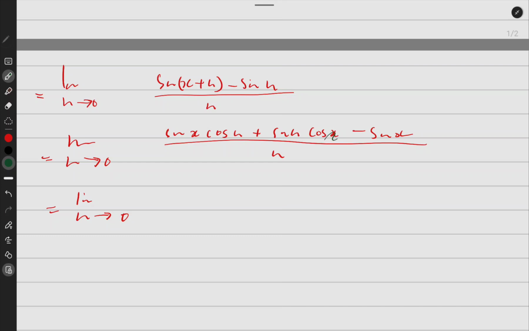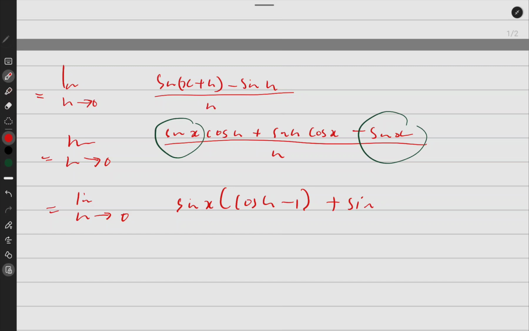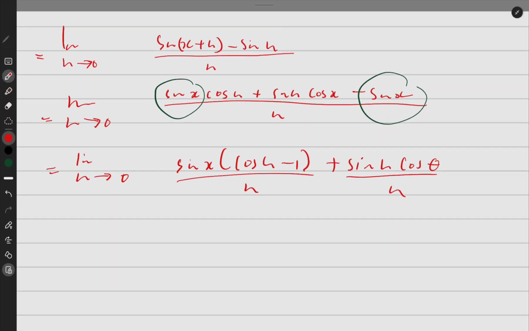What I see, there is a common factor here and here. I can try to take it out, and if I do take it out, I'll just take out sine x. Here we're left with cos h minus 1, and here that will be just plus sine h cos theta. Because there's h in everything that is in here, let me just separate it like that.